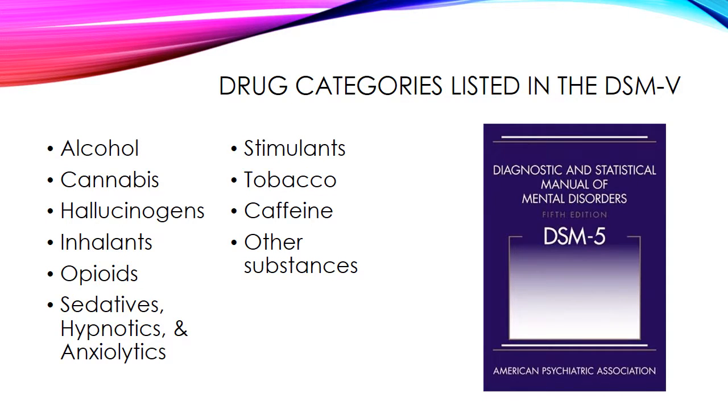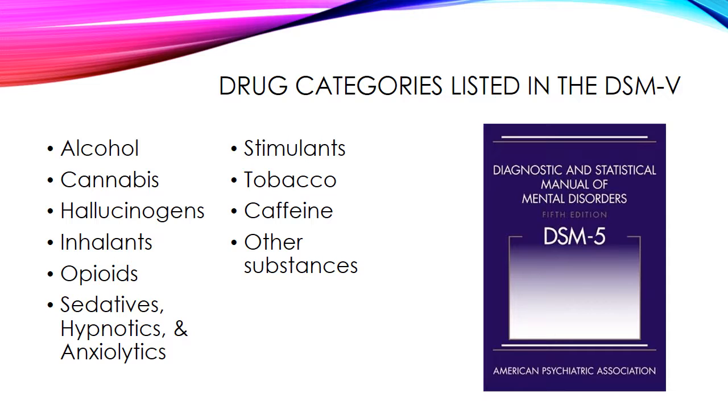In order to provide our clients with the best possible treatment, it's important that we accurately diagnose substance use disorders. In the DSM-5, substance use disorders are classified based on substance categories, which are listed on the slide. Some of the categories contain multiple substances with similar effects. For example, stimulants include several substances, including cocaine, amphetamines, and amphetamine-like drugs.